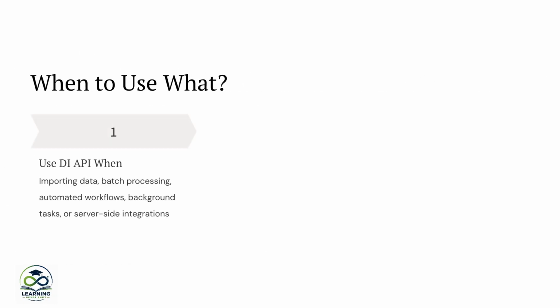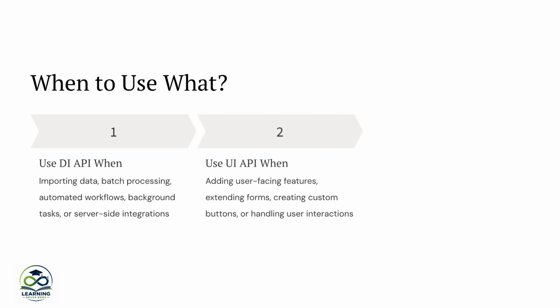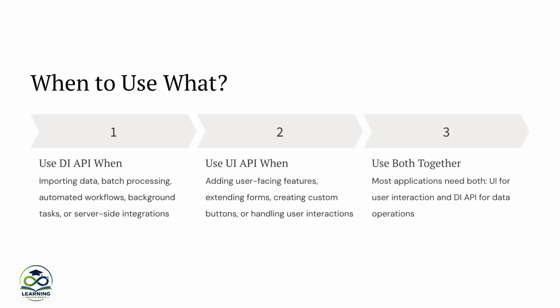Use the DI API for server-side tasks like data imports or batch processing. Use the UI API for user-facing features, like custom buttons or extending forms. Most applications need both APIs, UI for interaction and DI for data operations.